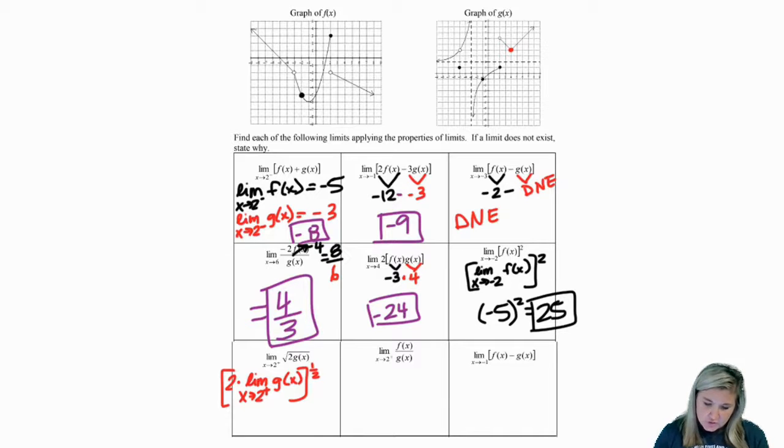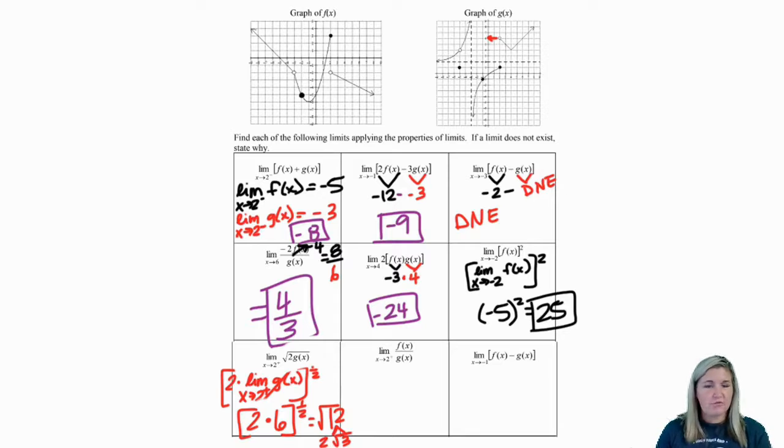So as x approaches 2 on the right, that's going to be here, which is going to go to positive 6 there. So this is 2 times 6 to the 1/2 power, which is the square root of 12, which can also be written as 2 square root of 3. Okay, you could leave it as a square root of 12 in a free response, but multiple choice, go ahead and convert it.